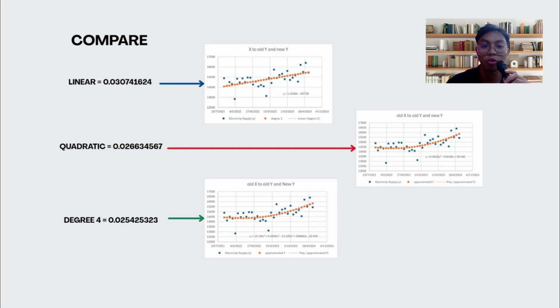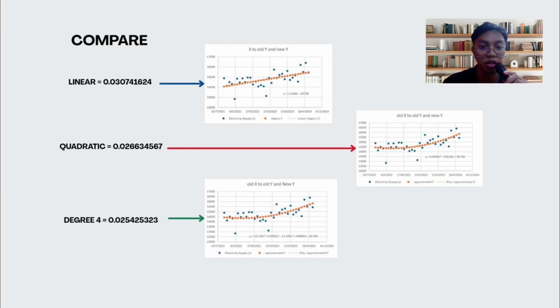We will compare three regression models, which are the linear, quadratic, and 4th degree polynomial, using their error values. First, the linear model has the highest error, which is 0.0307, indicating the least accurate fit to the data.